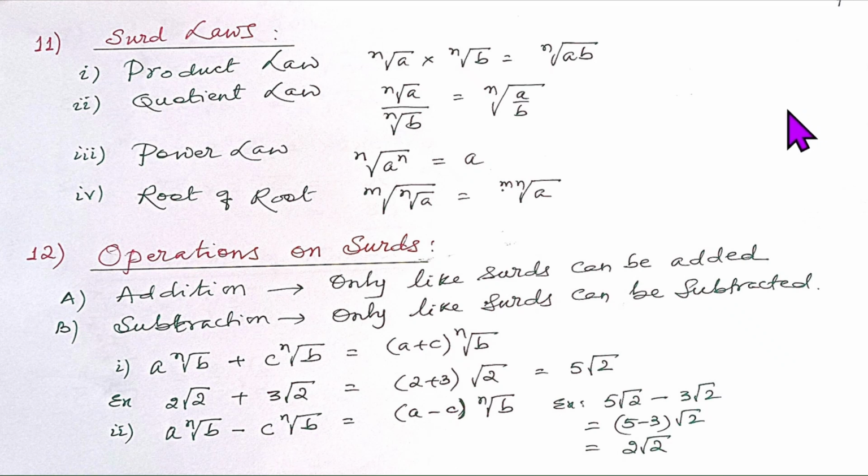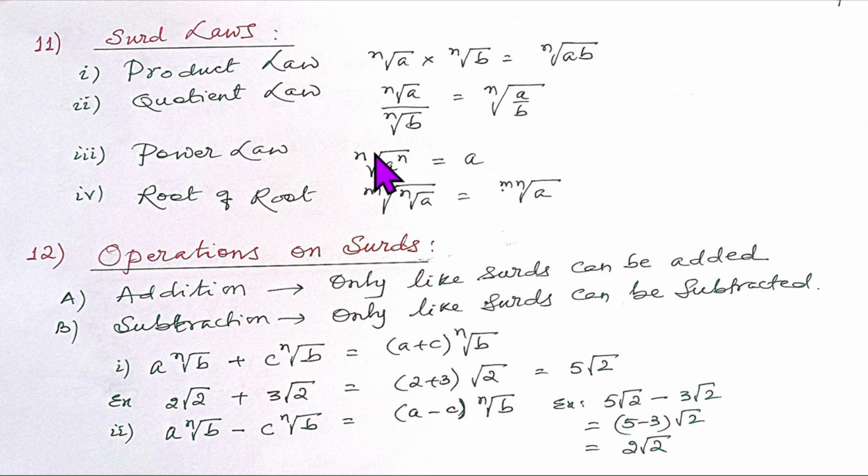Now the laws of surds. The laws are the product law, the quotient law, the power law, and the root of root. Product law is when we multiply two surds, nth root of a into nth root of b, then it will be nth root of ab. If you take the division, nth root of a divided by nth root of b, then it is nth root of a by b. Then power law, nth root of a raised to n is equal to a.